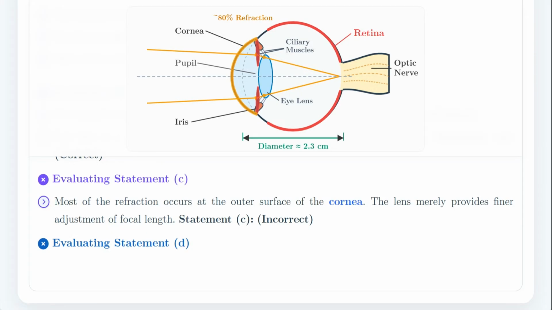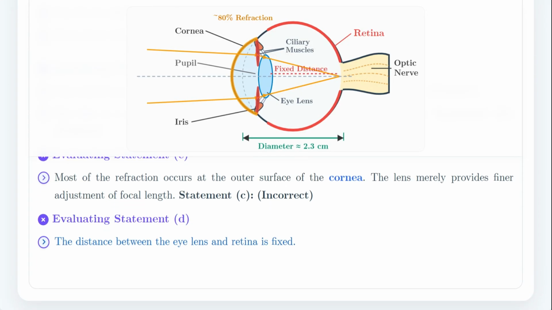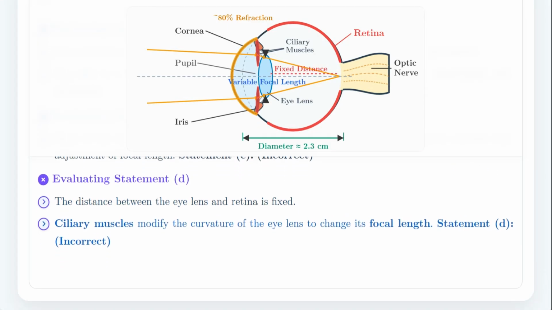Finally, let's evaluate statement D about focusing. The distance between the eye lens and the retina is strictly fixed. Ciliary muscles help in focusing by modifying the curvature of the lens to change its focal length. So, statement D is incorrect.